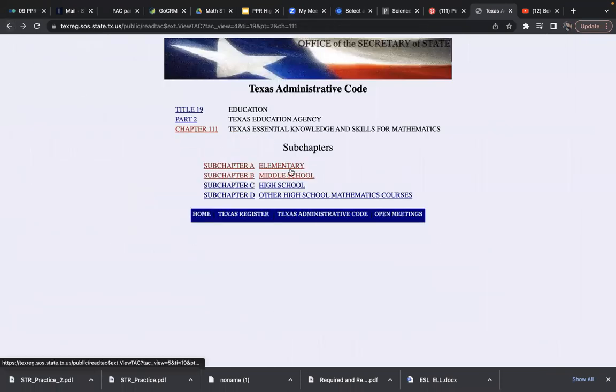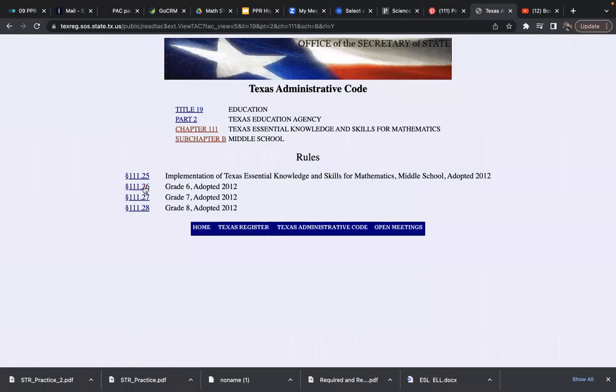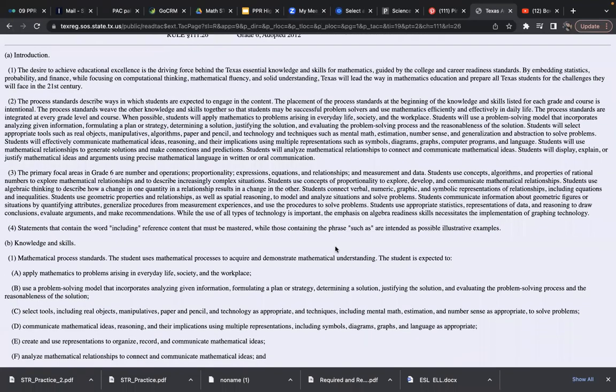And last but not least, remember, third grade through fifth grade had a particular goal, kind of a cumulative goal to get them to a particular place. And the reason is because they're going to be utilizing all of that information to do number and operations, proportionality, expressions, equations, relationships, and measurements and data.